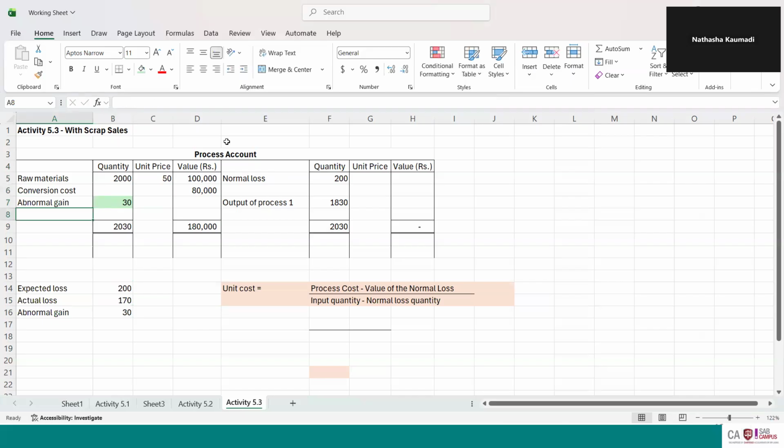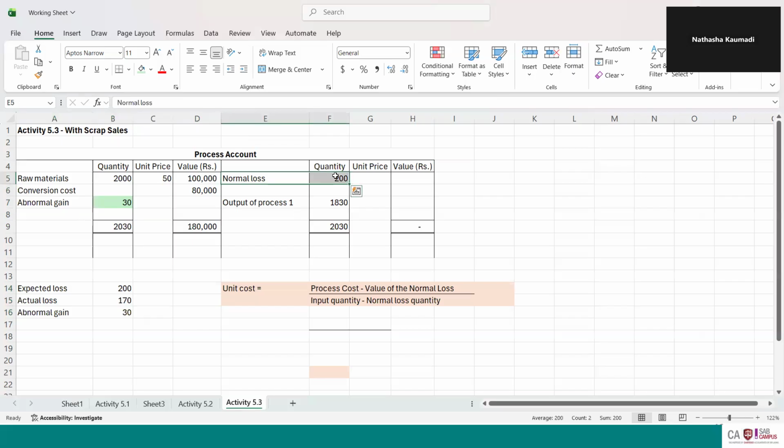Now you need to remember something. Abnormal losses always come on the credit side. Abnormal gain comes on the debit side. So that is how you can memorize these numbers. So even if you don't memorize what is coming to which side, when you do this small working, you can understand, right? Abnormal gains, debit side. Abnormal losses, credit side.